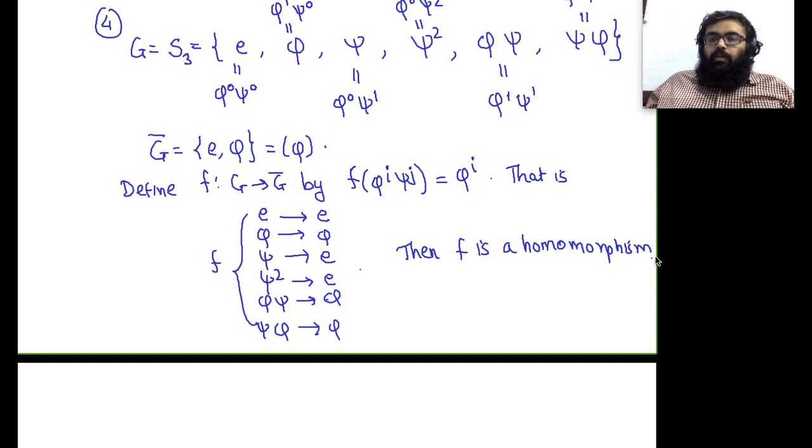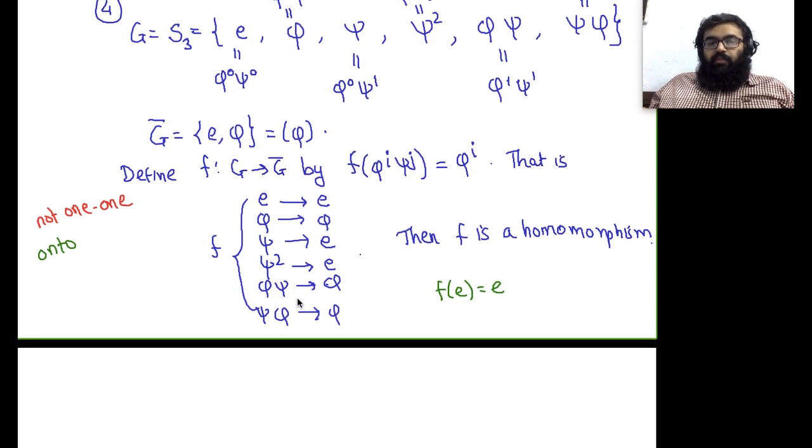And what about 1-1? It is not 1-1. As you can see, there are three elements going to E and three elements going to phi, so it is not 1-1. And clearly it is onto. Why is it onto? Because in G bar we have taken E and phi and both are there in the image, so it is onto. And f of e is identity again.